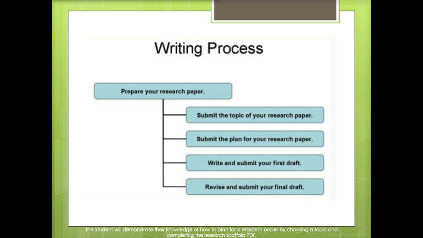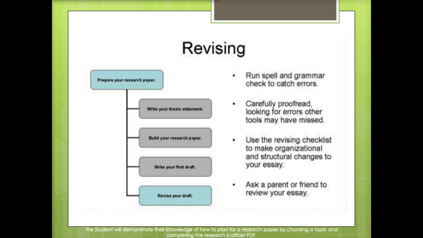Okay, so right now, this week, the first thing that will be done is to pick your topic and enter a question, the question you'll be researching. Your thesis sentence will be coming soon, and then you will start the rest of your paper. Again, revising: run spell and grammar check, carefully proofread, make sure everything flows, and ask someone outside of you and your teacher to review your essay.